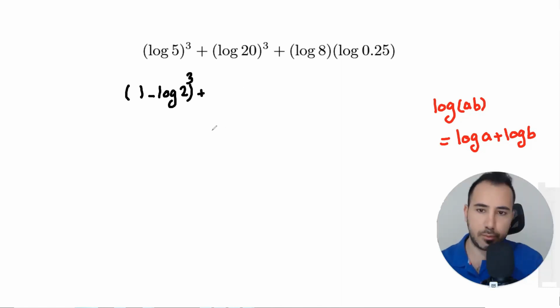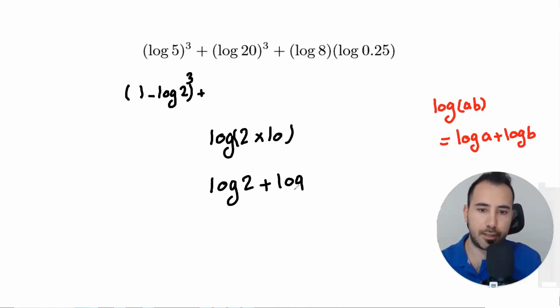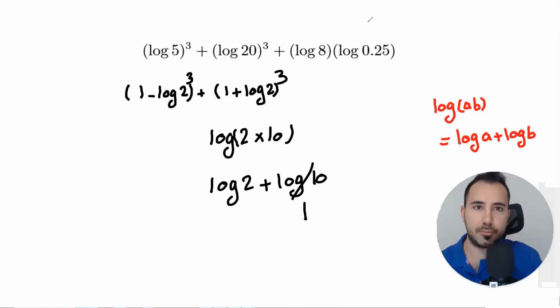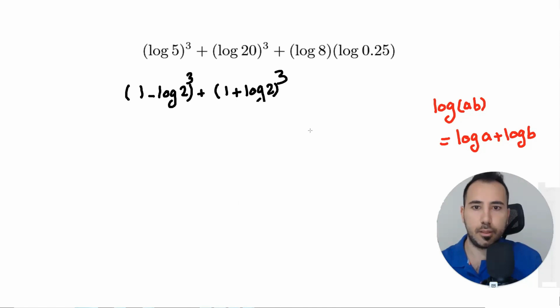Let's do the same trick for this one. Log 20, we could write as log of 2 times 10, so it will be log 2 plus log 10. The log of 10 is equal to 1, so we're going to write it here as 1 plus log of 2, cubed. We do the same thing here, and this will be plus 3 log 2.